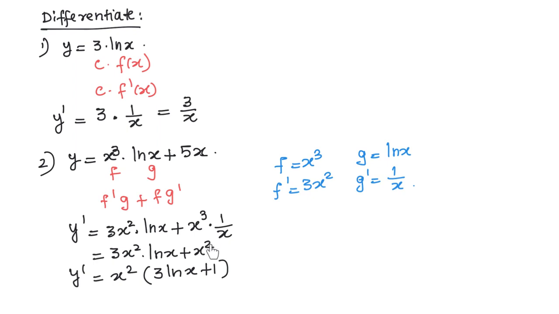We are getting 1 here because x square divided by the GCF x square is 1. Oh, I forgot to add the derivative of the other term. So we need to add the derivative of 5x. Derivative of 5x is just 5.